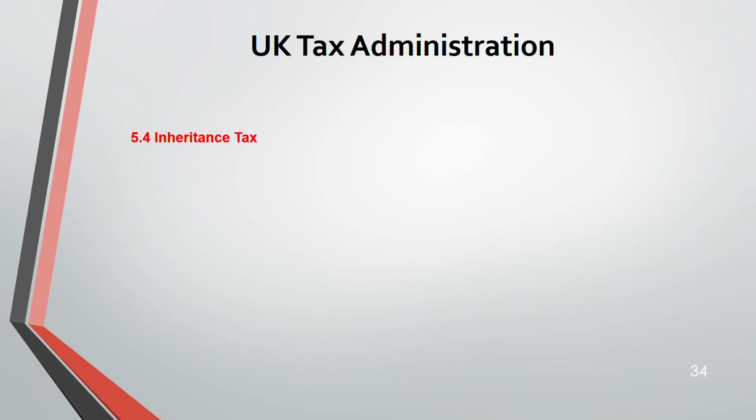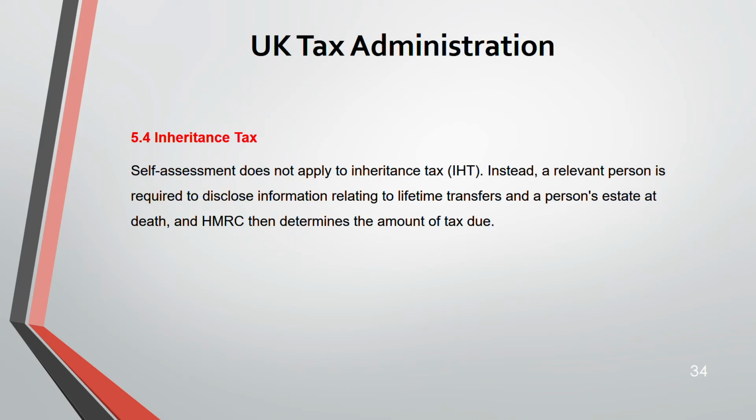Next, inheritance. Self-assessment does not apply to inheritance. Instead, a relevant person has to disclose information relating to their lifetime transfers when they were alive, whatever transfers they have made, and a person's estate at death. And then HMRC determines the amount of tax due. It is HMRC who determines what should be the amount of tax due. That's why it's not self-assessment.